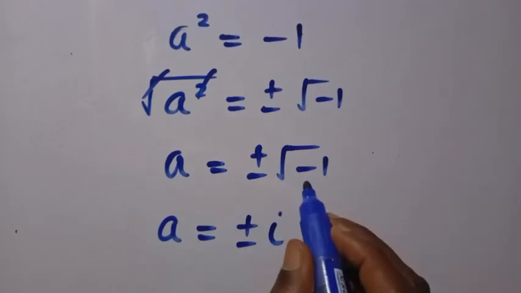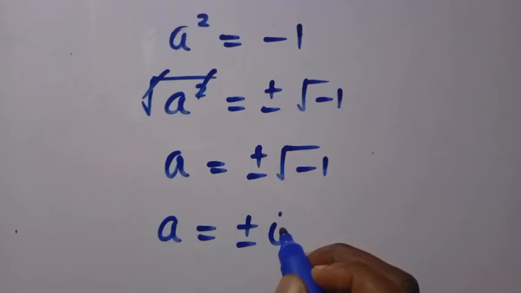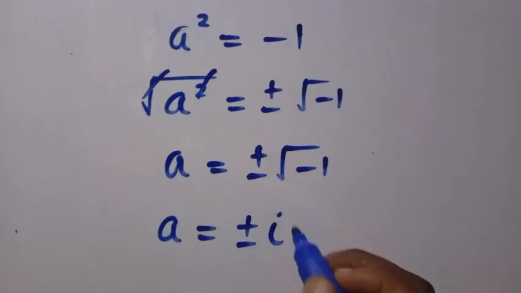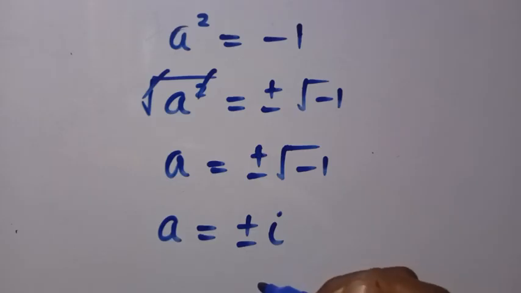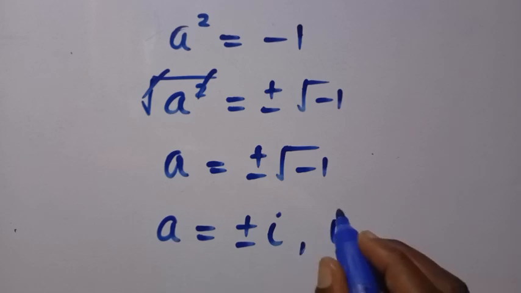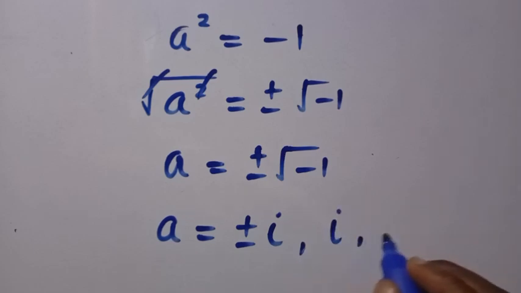So for every square root of minus 1, we get i. So i here is the solution that satisfies this problem. So we got a complex solution, and it's very interesting. From here, we have a equals i and a equals minus i.